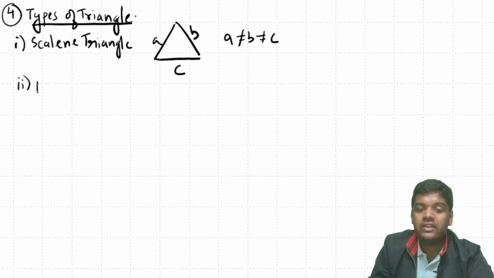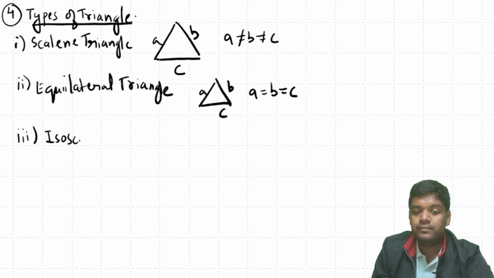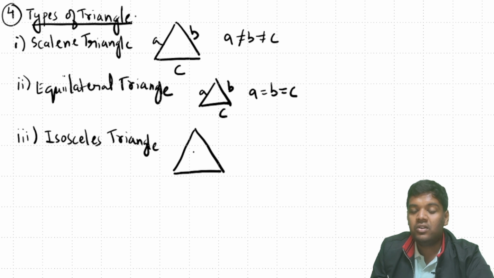Next is equilateral triangle. Here, the three sides A, B, C will be equal to each other, right? Next is isosceles triangle. Here, any two sides will be equal to each other but not equal to the third side. So, for example, here we are assuming A equals B but not equal to C.